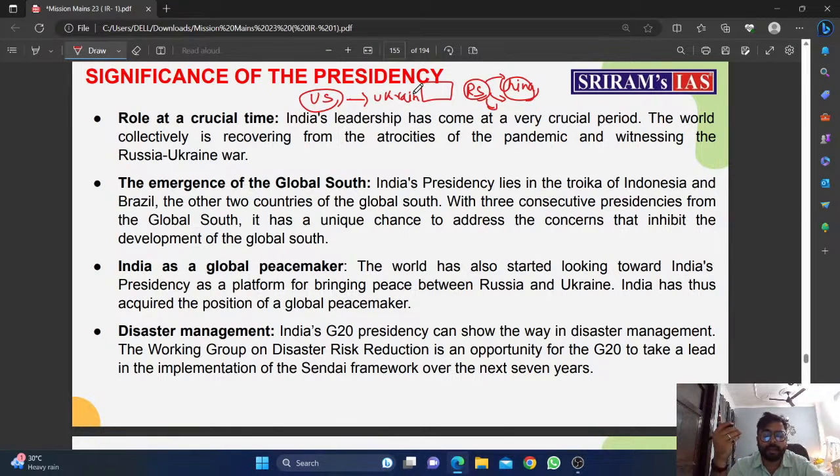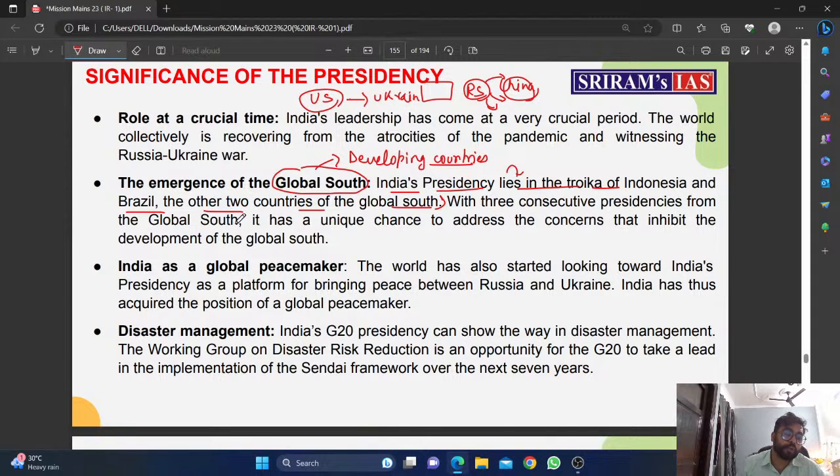Then the other counterpart of G20 is the emergence of the global south. What is the global south? The group of all developing countries. India's presidency lies in the Troika of Indonesia, Brazil, and other countries of the global south. With three consecutive presidencies from the global south, it is a unique chance to address the concerns that inhibit the development of the global south. So that means South cooperation, the amalgamation of all developing countries: India, South Africa, Brazil, and Indonesia act as the voice of the global south, the voice of all developing nations.